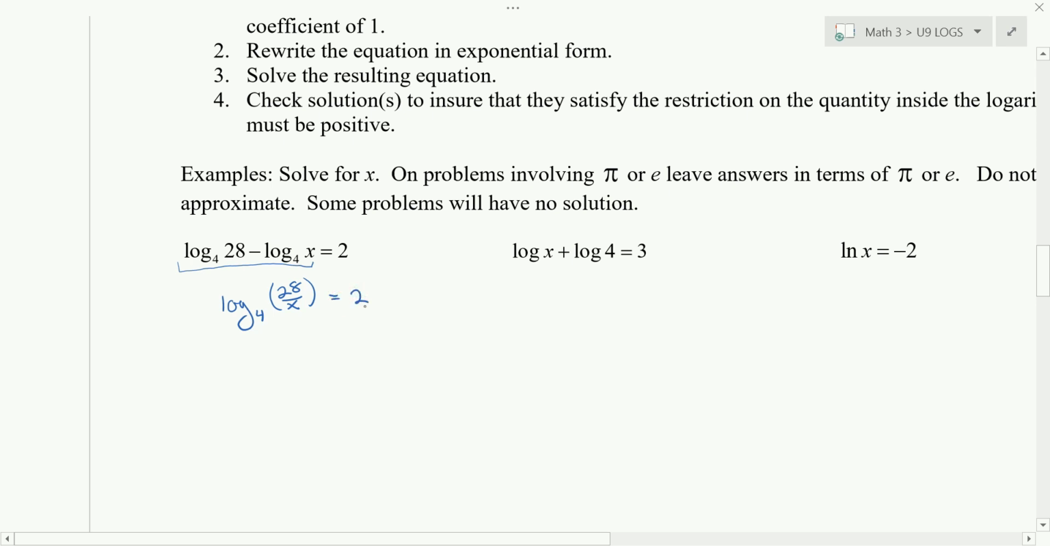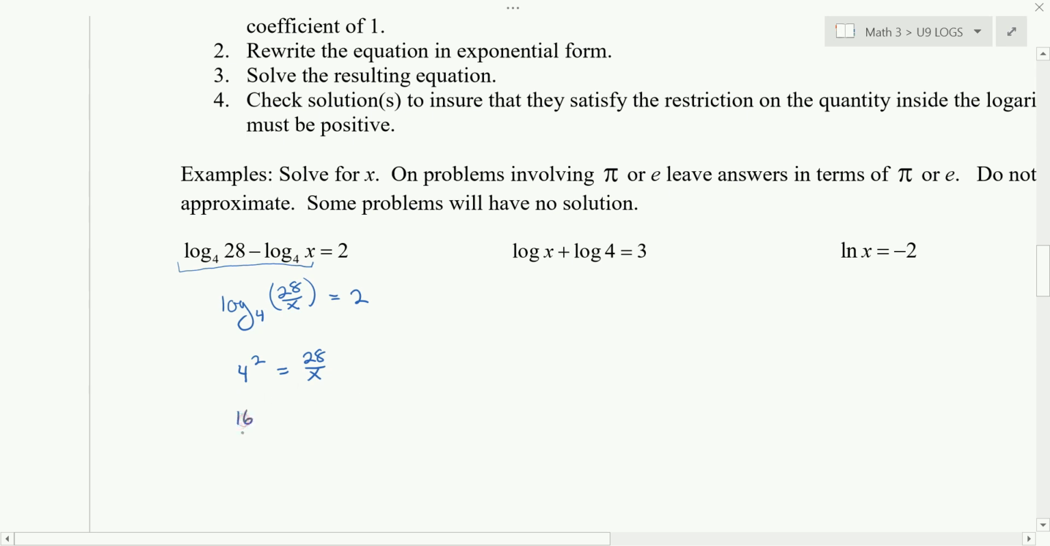And then step 2, if you have logs on both sides, then step 2 would be to drop the logs. But here, if you have just one log and you want to get rid of it, you've got to change it from log form to exponential form. And that's not too hard to do. So 4 is our base. What's our exponent? 2. That's what a log is equal to. Log is equal to the exponent. And then you set 4 squared equal to the 28 over x, the part you're taking the log of. And so now you have an equation without logs to solve for x.